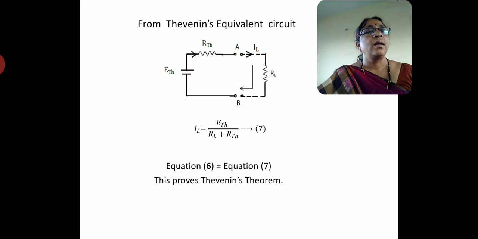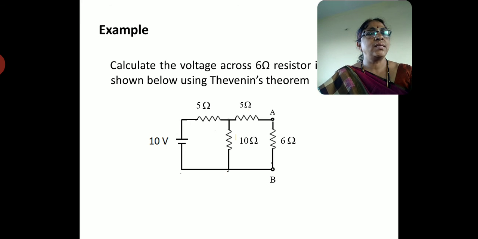It means that the reduced equation from Thevenin's theorem gives equation 6, and equation 7 is the direct current through the Thevenin's equivalent circuit. Hence, both the equations are equal. It means that we can easily reduce that equation with the help of Thevenin's theorem. Hence, we can prove this theorem. This is one simple example.